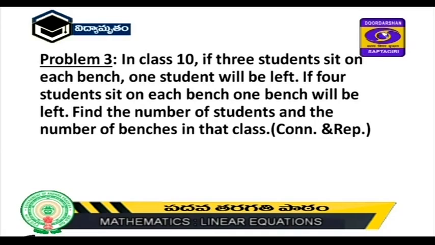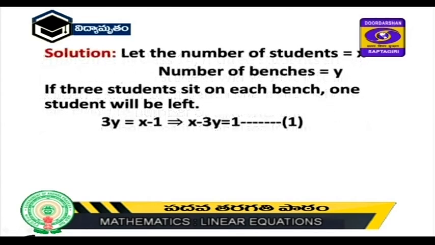In class 10, if 3 students sit on each bench, 1 student will be left. If 4 students sit on each bench, 1 bench will be left. Find the number of students and the number of benches in that class. Suppose in our 10th class we have benches and students. If three students sit on one bench, one student is left over. Otherwise, if four students sit on one bench, one bench is left over. This type of problem is also very important, so let us do this problem in this way.